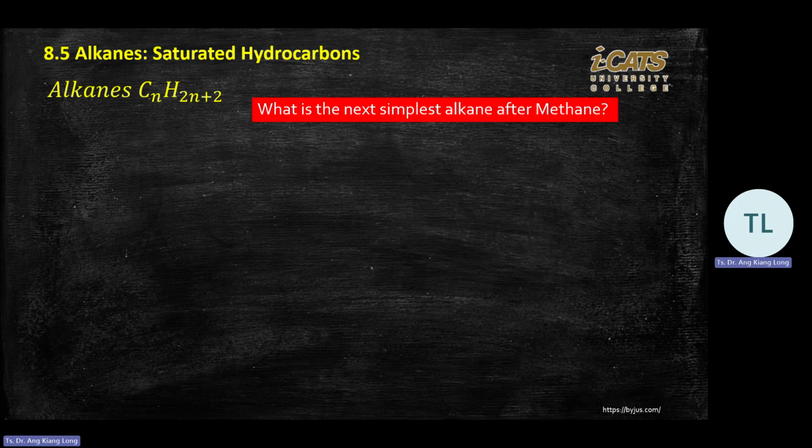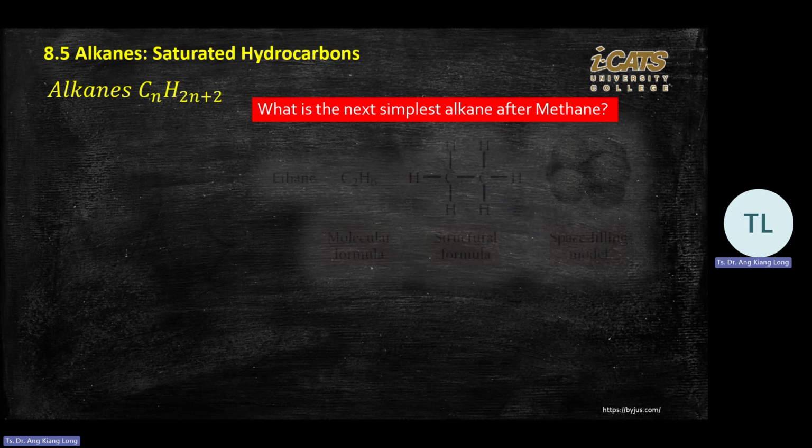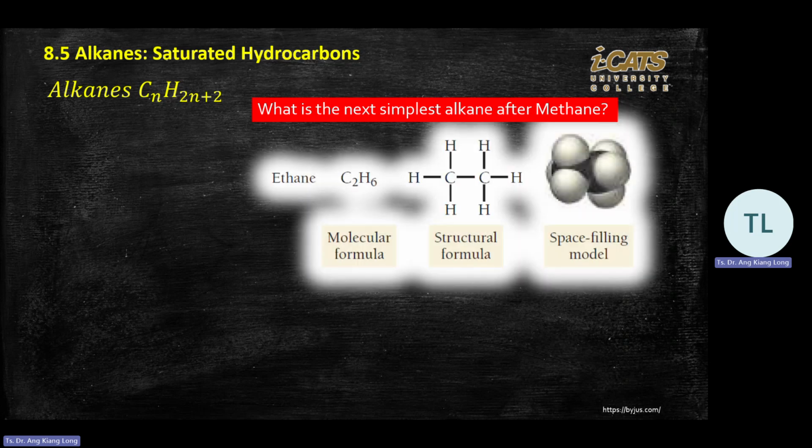The second type, CnH2n+2, is called alkane. So what is the next simplest after methane? n is 2. C2H6. So n is replaced by 2: 2 multiplied by 2 gets 4, plus 2 gets 6. So C2H6 is called ethane. Ethane has 2 carbons and they share with 6 hydrogens.